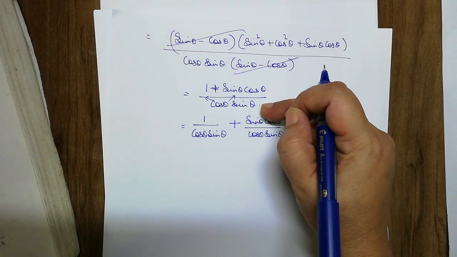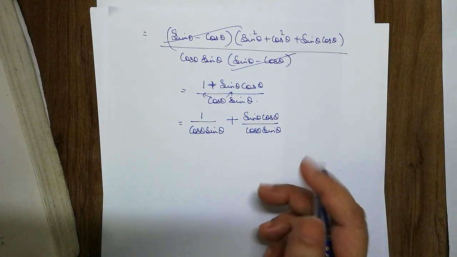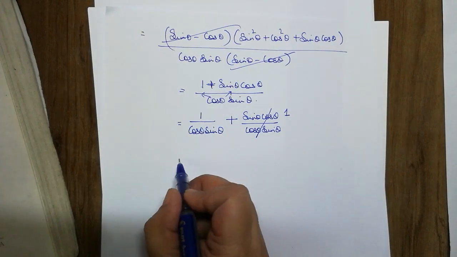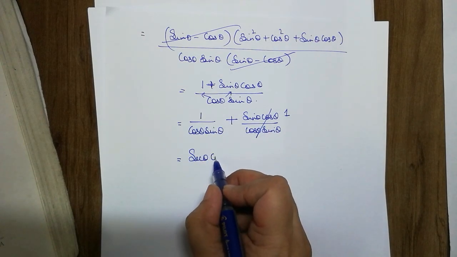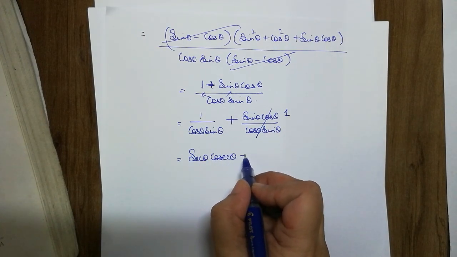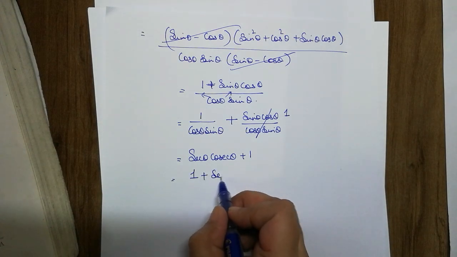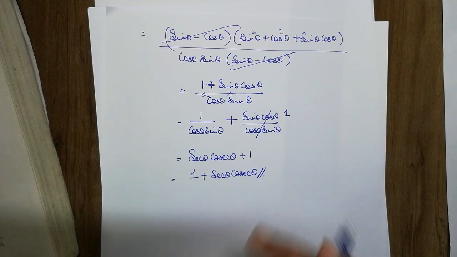This is LCM taken, you can check out the LCM, you get back the same thing. Now this will cancel and become 1. 1 by cos is what? Secant theta. 1 by sin is what? Cosec theta. Plus 1. So we got our answer: 1 plus secant theta into cosec theta, and proved.